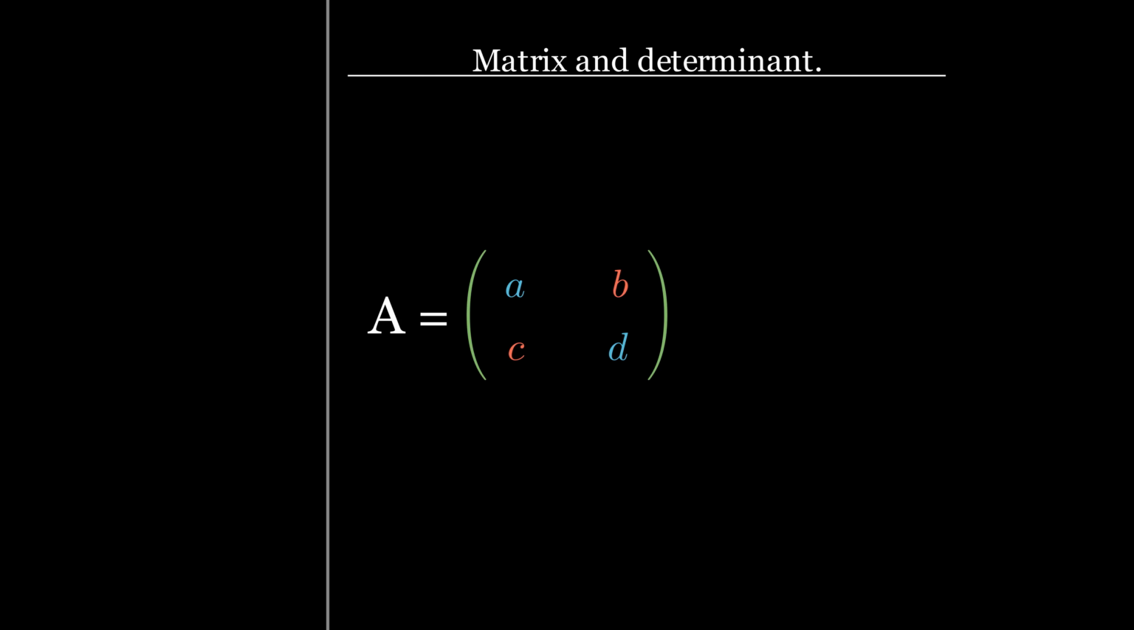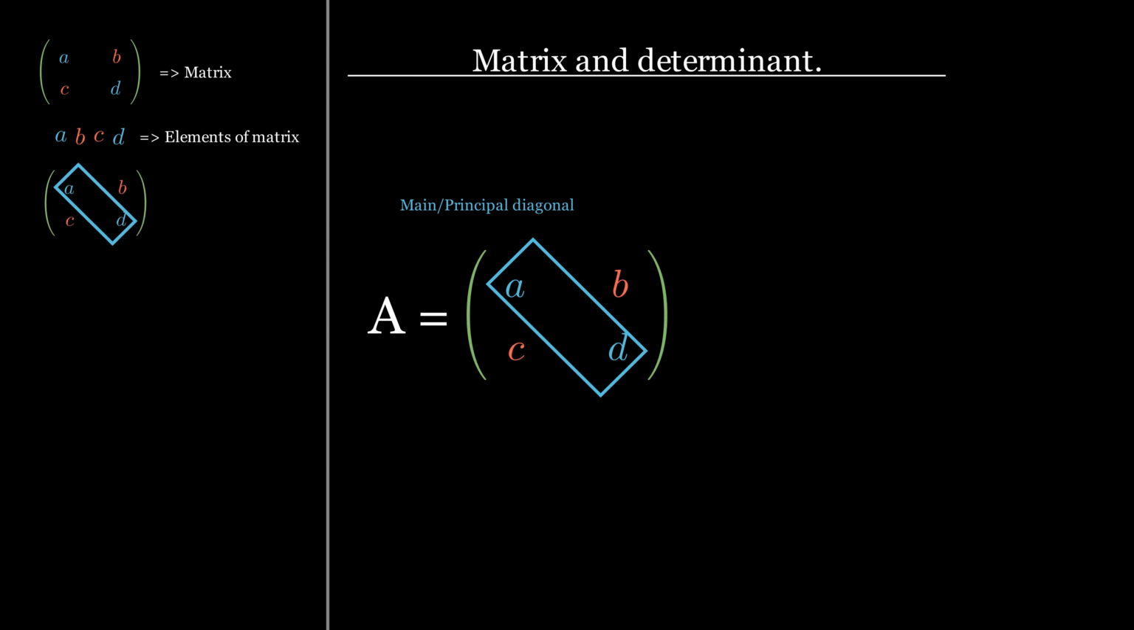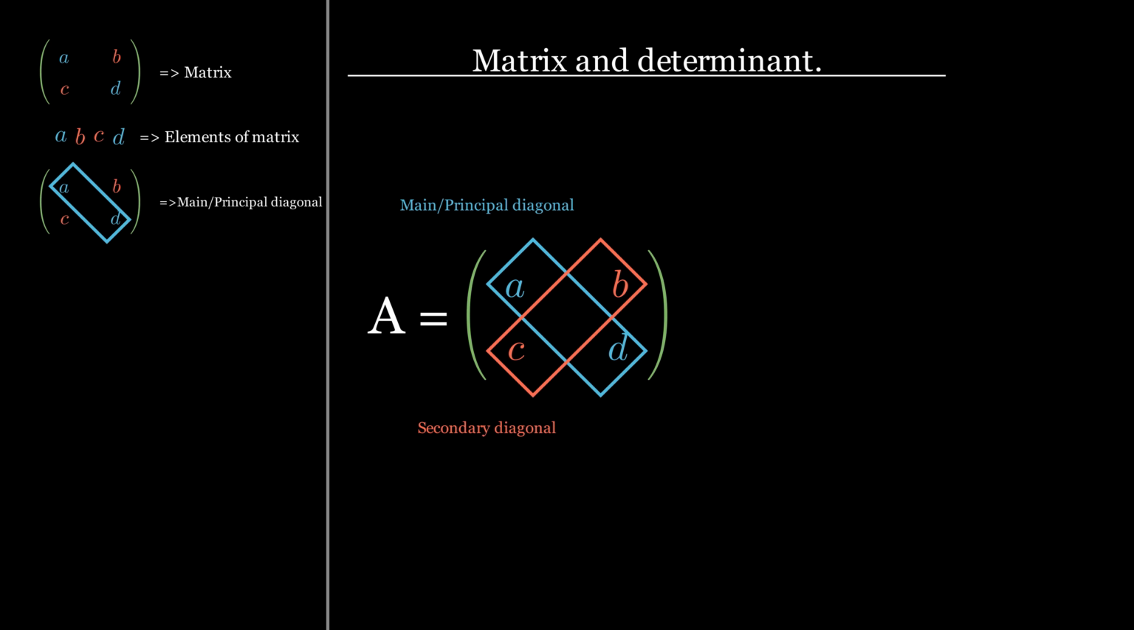A matrix is simply an arrangement of objects in rows and columns. Here, A, B, C, and D are elements of the matrix A. The diagonal from top left to bottom right is called the main or principal diagonal, and the diagonal from top right to bottom left is called the secondary diagonal.